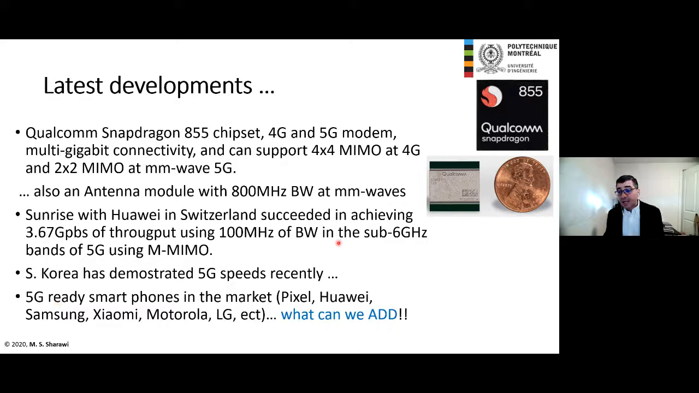We have phased antenna arrays that are working within these kinds of in-package solutions. Still they are not optimal, but we can get now 800 megahertz of bandwidth at millimeter waves, and we can operate at sub 6 gigahertz with about 3.6 or 4 gigabits per second. So a lot of activities are going on all over the world to accomplish and to make 5G a reality.